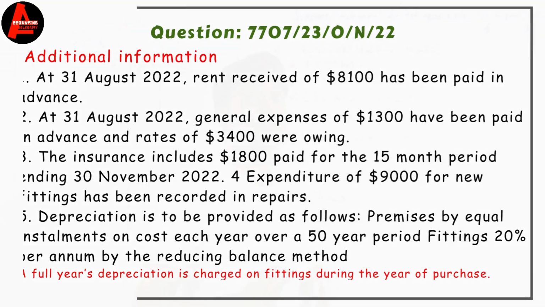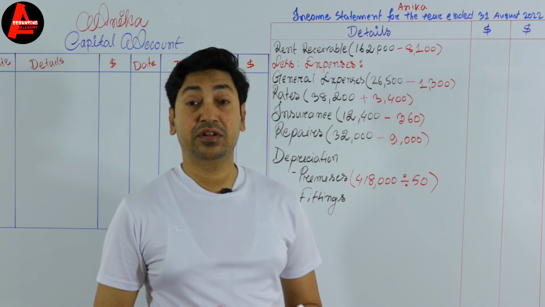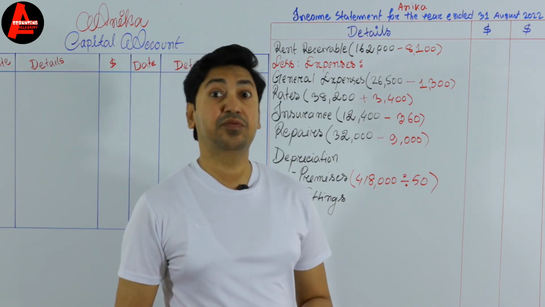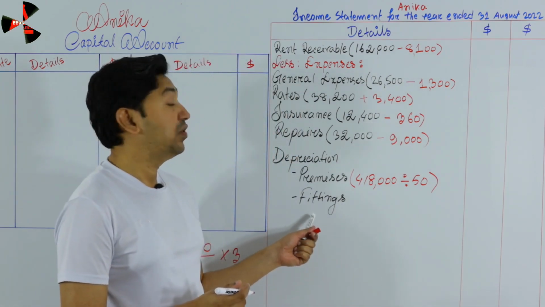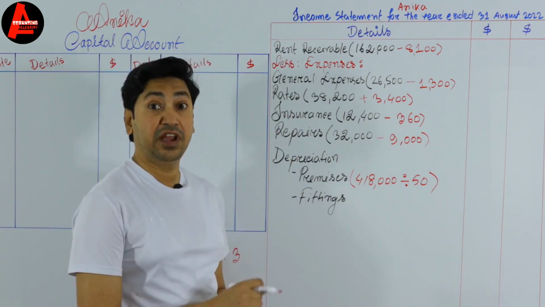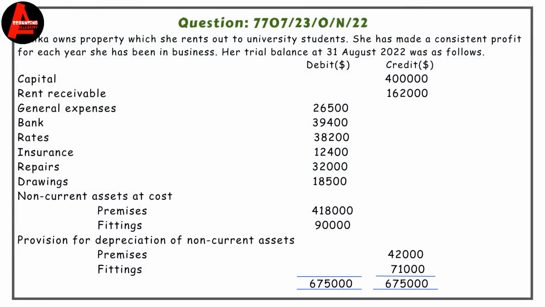So when you see reducing balance method, first of all, you need to subtract the provision for depreciation from the respective asset. The asset here is fitting. So we have provision for depreciation of fitting on the question. Let us have a look there. Here is written provision for depreciation of non-current assets. Premises were $42,000. This is not related. We have here fittings $71,000. This is the amount of depreciation we have to subtract first of all to calculate the depreciation for fitting.